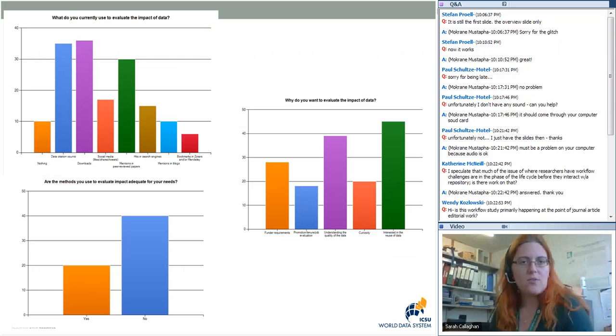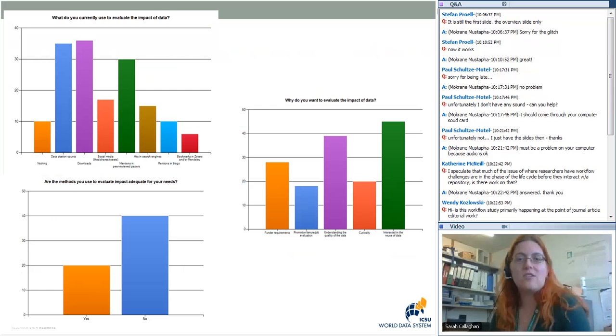Apologies, the text on the x-axis in these graphs is quite small and I'm having trouble reading it. We also asked people if the methods they were using to evaluate the impact of their data actually met their needs or not, and there'll be no surprise there to see that the no's outnumber the yeses quite substantially on that question. Although, as I said, it is still early days and this is open to change.